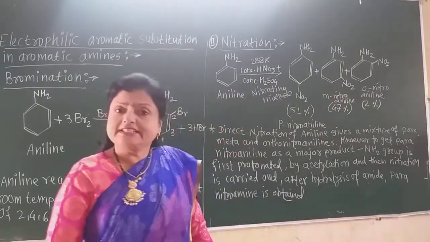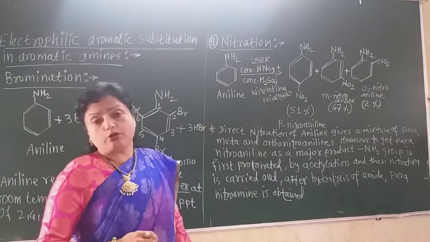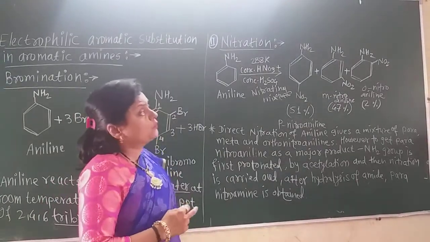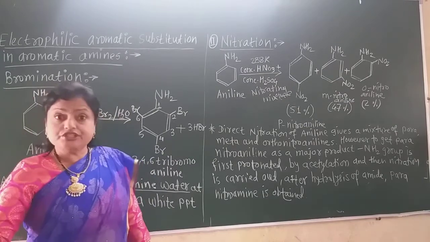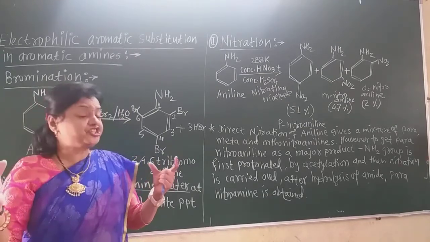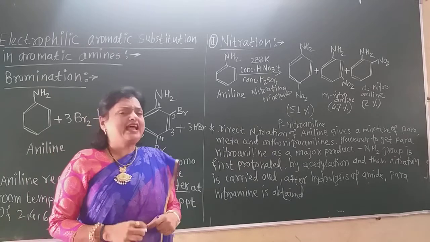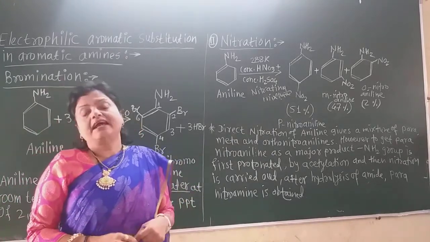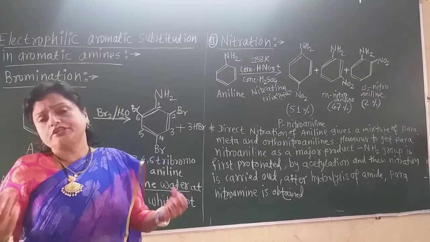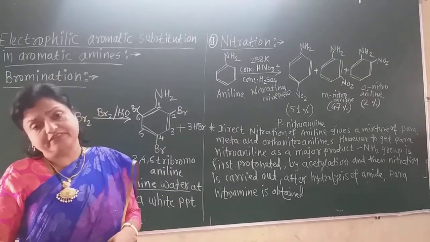Why is the percentage very low in the case of ortho-nitroaniline? Because the NH2 group and NO2 group are very bulky groups. They occupy large space, and due to that there is steric hindrance, that is crowding. Due to the crowding, the molecule is unstable, not stable in nature, and its percentage is very low.